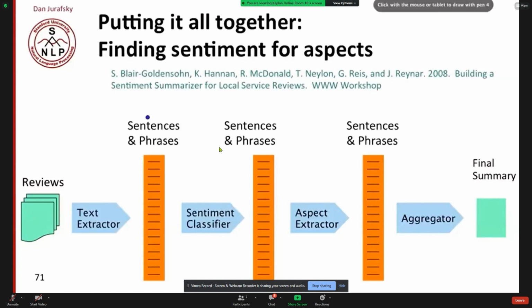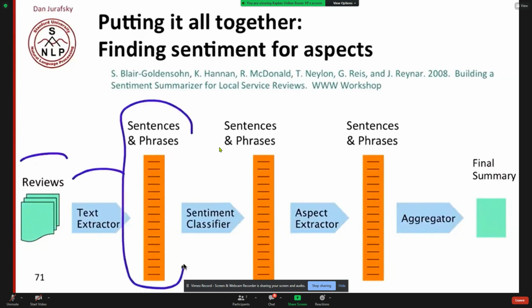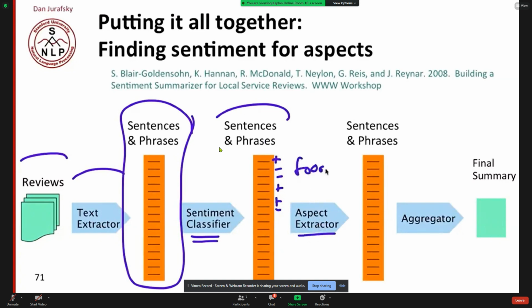So putting this all together, this is the Blair-Goldenson algorithm from Google. We have a set of reviews. We're going to extract a bunch of sentences or phrases. So here are our extracted sentences or phrases. And now for each one of them, we're going to run our sentiment classifier. Is this phrase positive, negative, or maybe neutral? And then for the ones that have sentiment in them, the ones that are positive or negative, we have phrases with sentiment: plus, minus, minus, plus, plus, minus, and so on.